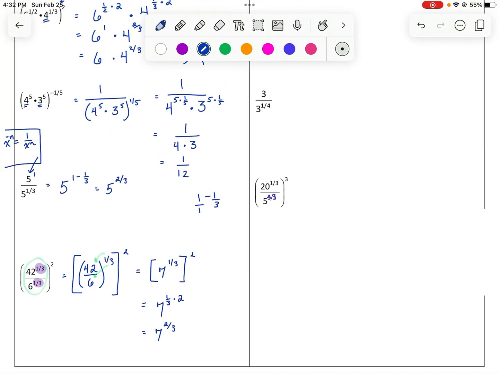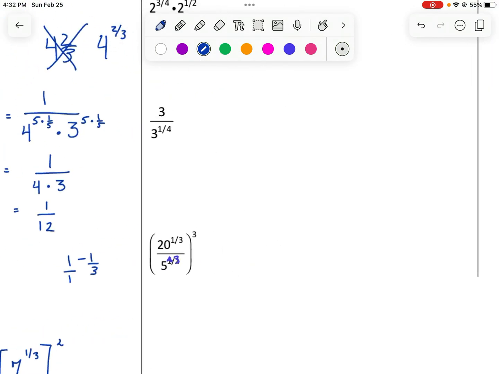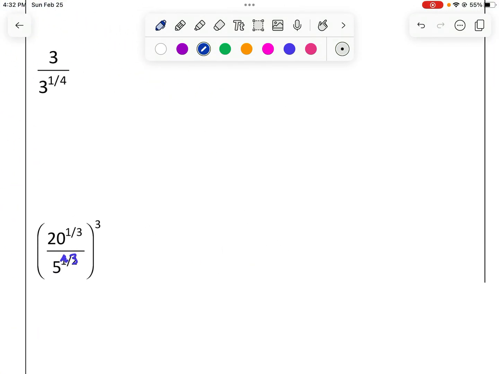All right, so now there's one small typo in the column on the right. Go ahead and fix this. This should be 5 to the 1/3 power, not 1/2. Fix that.